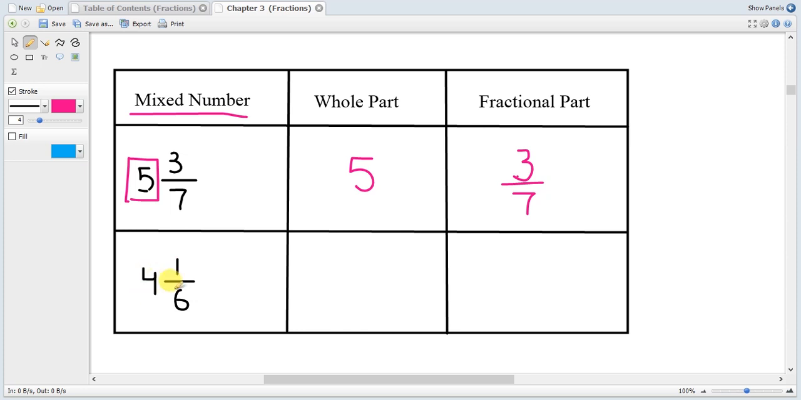In the second example, 4 whole 1 over 6. So the whole value is 4 and the fractional part is 1 upon 6, right?